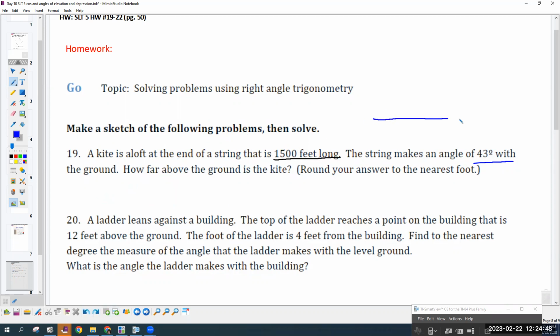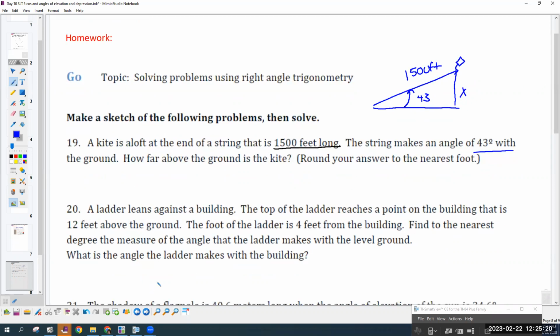Here's the ground. Here's the string. Kites are normally like a triangle or a diamond. So then it's like, you know, there goes to the end of the string. And I know the string is 1,500 feet long. And I know the string makes an angle of elevation up from the horizontal of 43 degrees. I'm looking for how far above the ground. I'm looking for X.